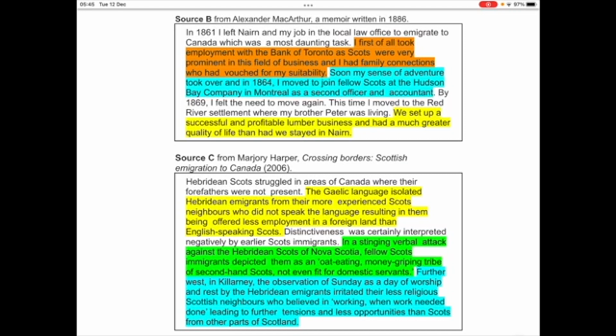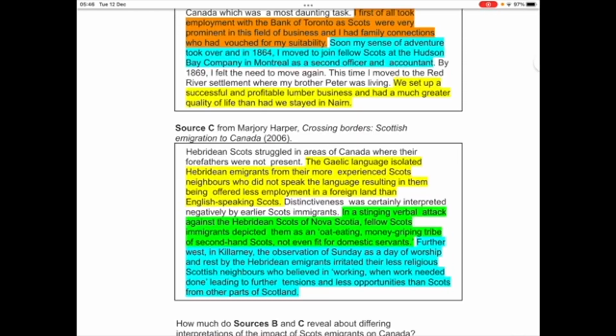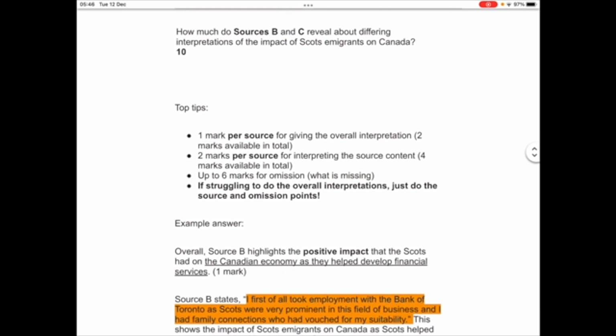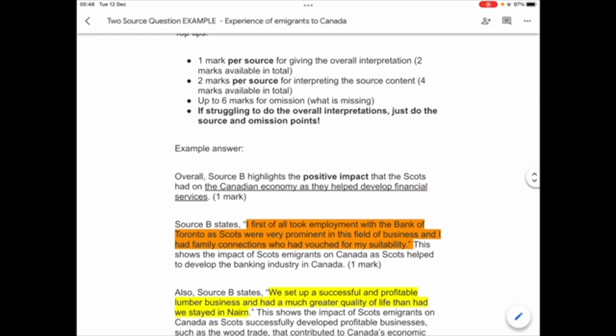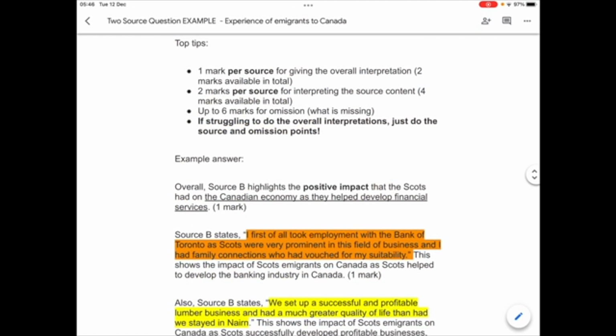Now, what's really important to note here is obviously these sentences, they don't match. I'm not comparing the 2 sources. I'm really very much treating them independently. So if we scroll down to have a wee look at our example answer, you'll see that I start with an overall sentence. So in this case, I'm trying to summarise what the view is of the source. What is it telling me?